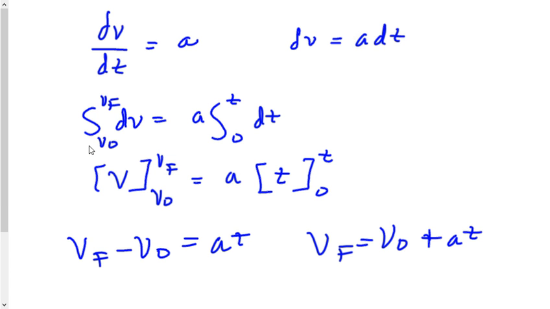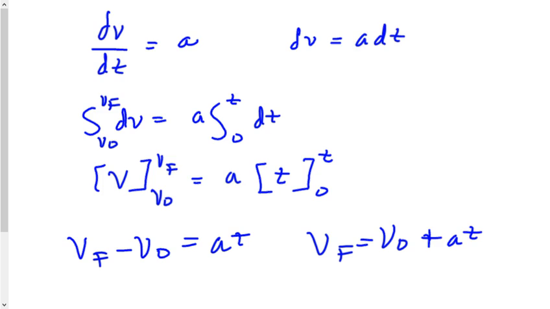So the integral on the left is the integral from v naught to v final of dv. And on the right side we pull acceleration out because it will be constant, and that's going to be the integral of dt from 0 to t. Once we take the integral, we have v on the definite integral from v naught to v final, and then acceleration times time from t equals 0 to t. And we end up with v final minus v naught equals at, and of course we rewrite this into the familiar notation of v final equals v naught plus at.